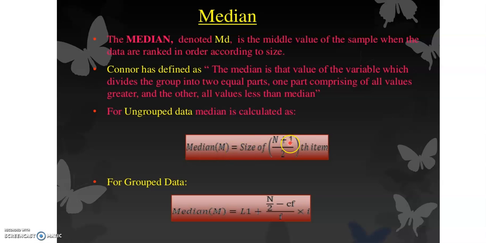For ungrouped data, median is calculated as size of (n plus 1) by 2th item. For grouped data, median is calculated as L1 plus (n by 2 minus CF) divided by frequency F, into I. CF means cumulative frequency, and I means class interval.